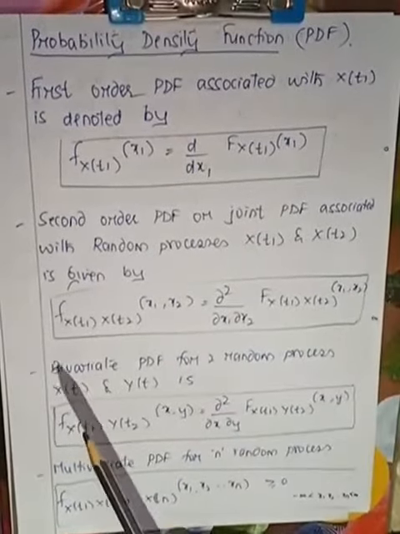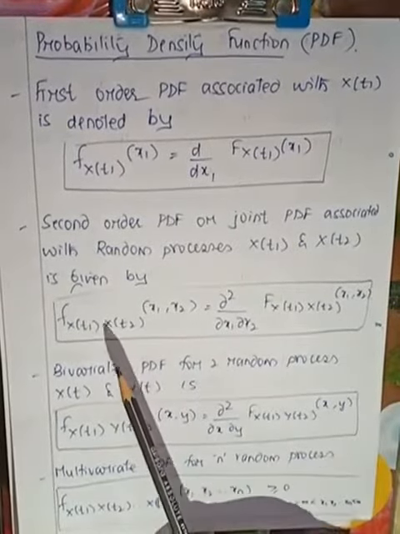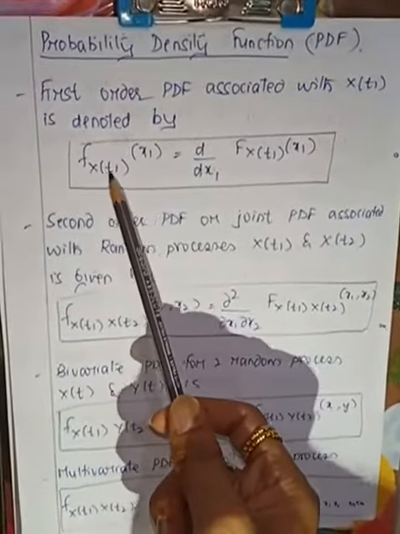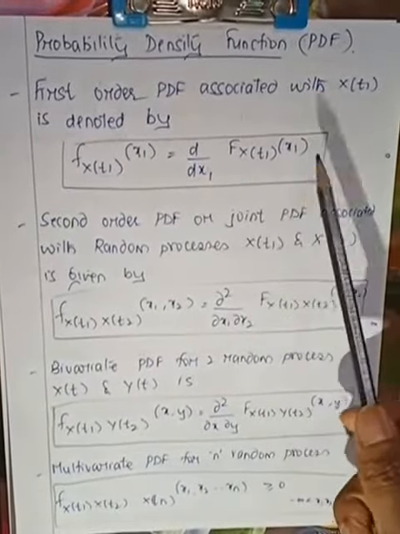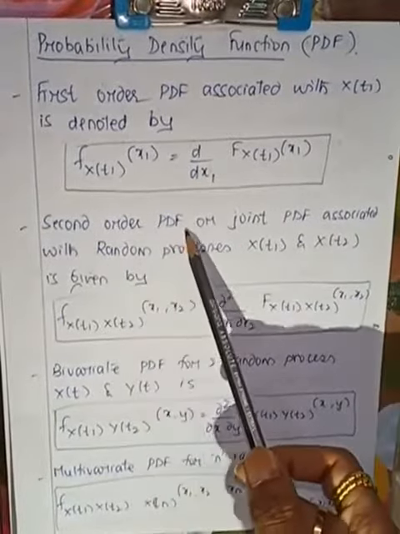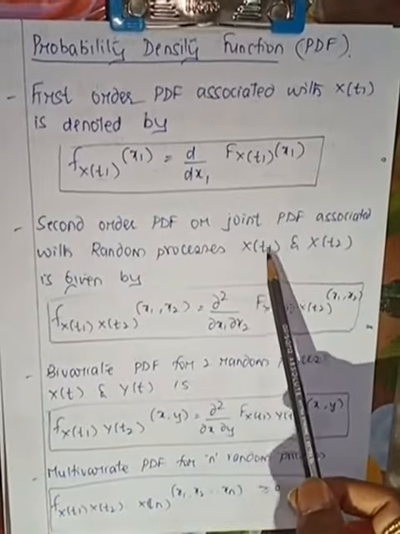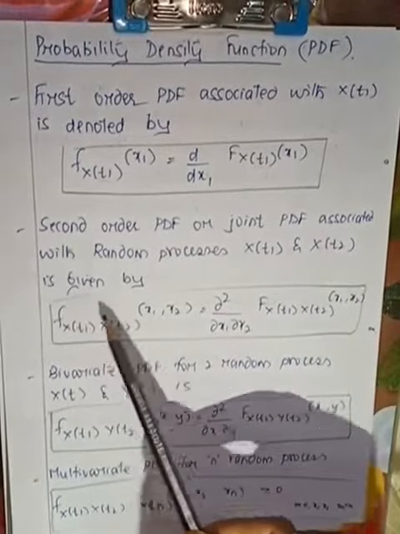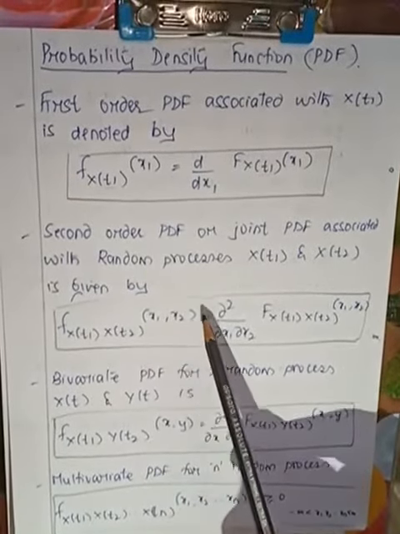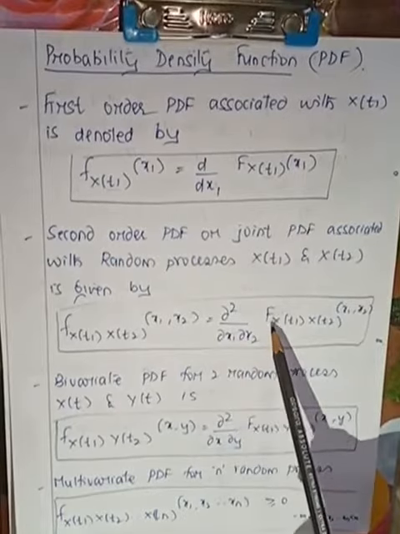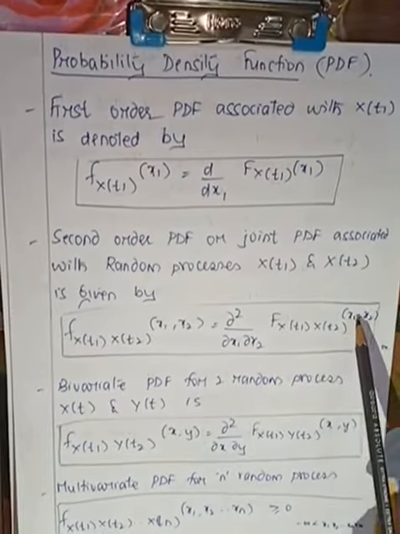So earlier, for the single random variable, fX of x is equal to d by dx of FX of x was the formula. Here the only thing is we have added t1, that's it. If you want, you can check with the first module. Now here, the second order or joint PDF associated with the random processes X of t1 and X of t2 is given by fX(t1)X(t2) of x1 and x2 is equal to the partial differentiation of the CDF of X of t1, X of t2 with respect to x1 and x2.